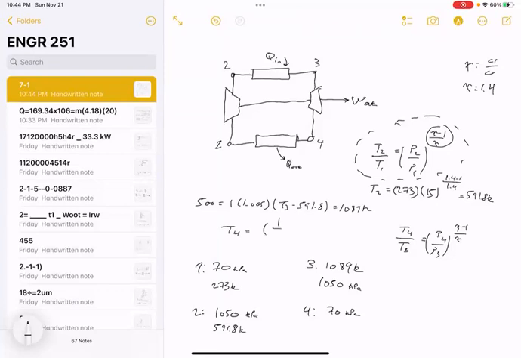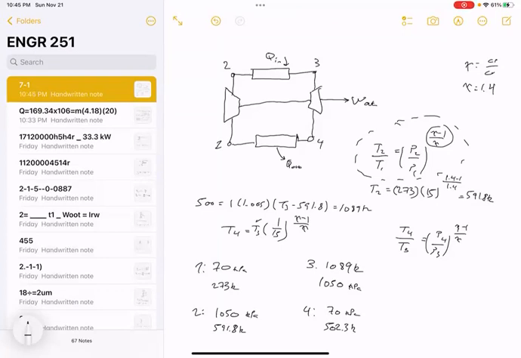T4 equals 1 over 15 times T3, which we know, to the (gamma minus 1) over gamma, where gamma is 1.4. And if we do this, we get a temperature of 502.3 Kelvin. Now, why did we go through finding the temperature and the pressure at every point?